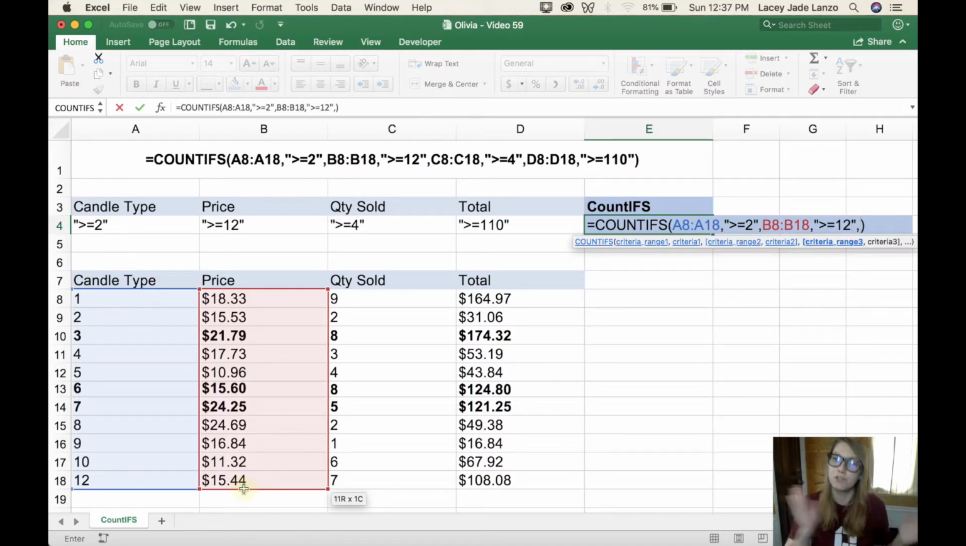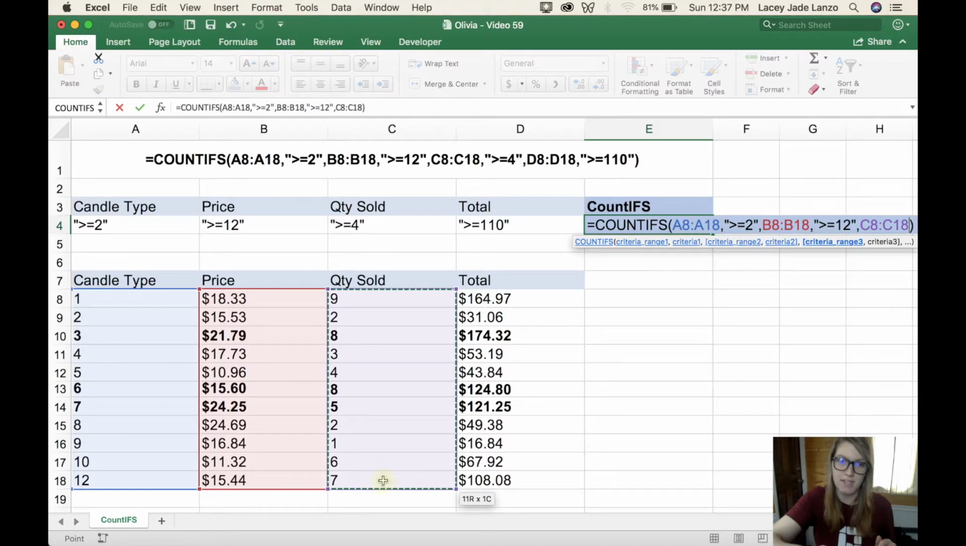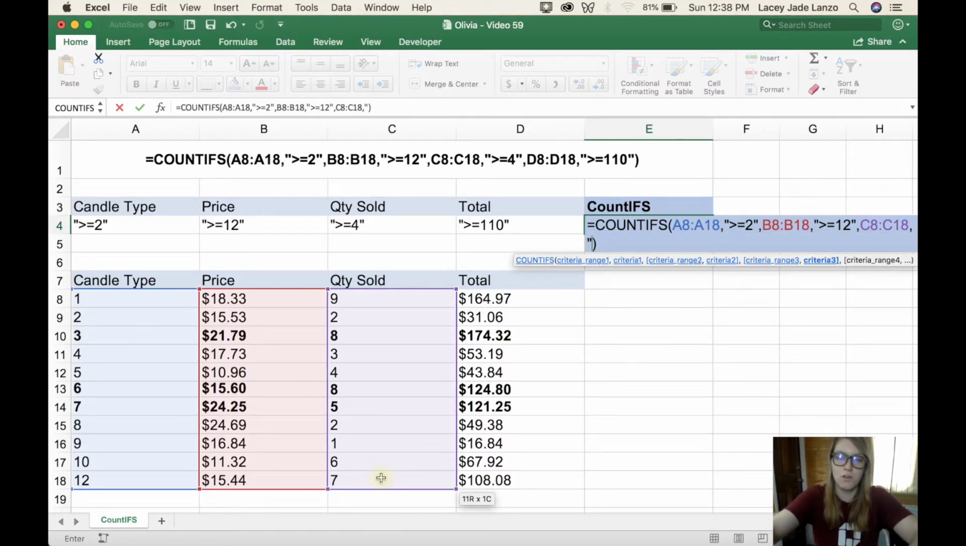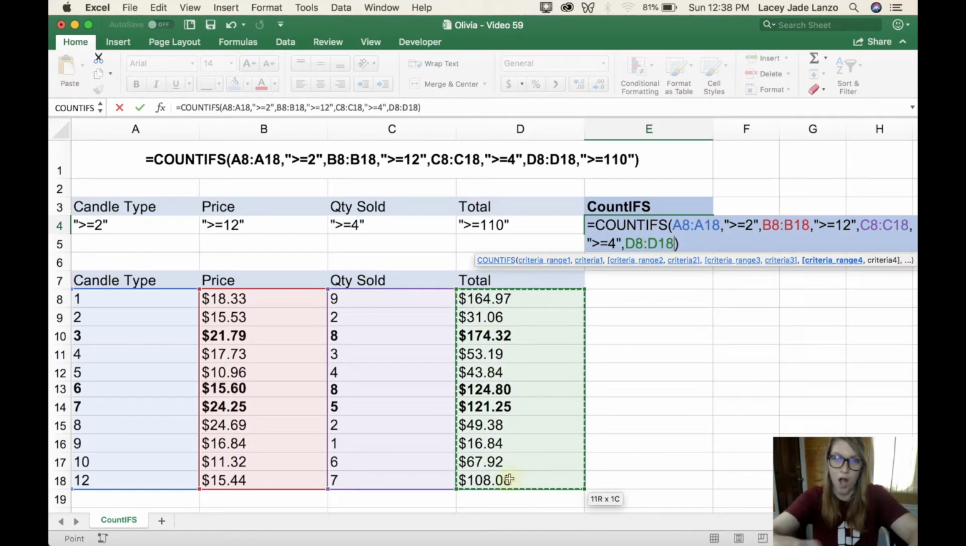And now it moves on to criteria range number 3, which is going to be cell C8 through C18, comma, criteria 3 is, quote, greater than or equal to the number 4, quote, comma, and criteria range number 4 is D8 through D18, comma, and a criteria 4 of, quote, greater than or equal to $110, quote. Now this is the full breakdown of what we're looking for.